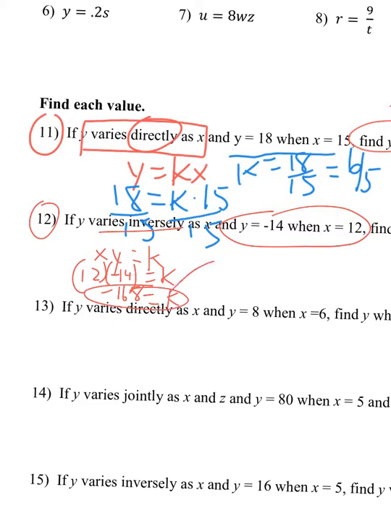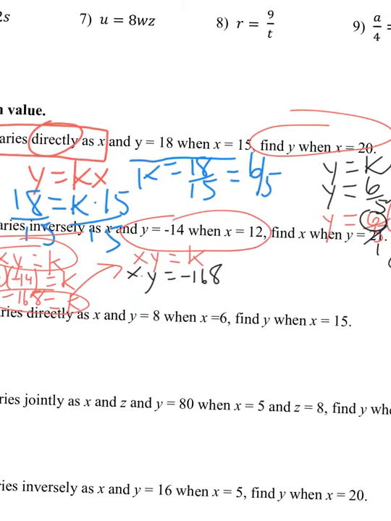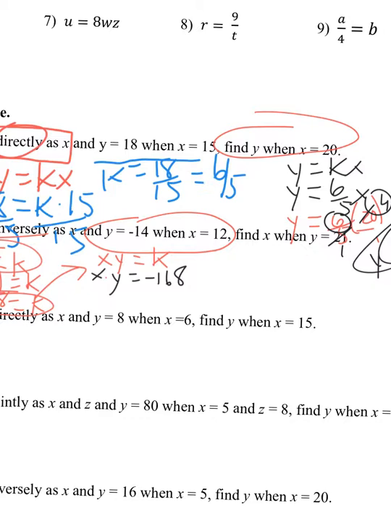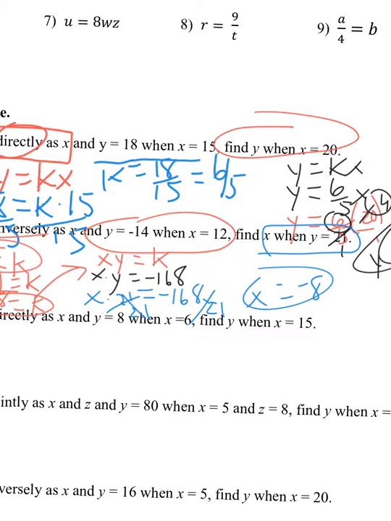So now we're going to take that k and take our general form, xy equals k for inverse variation, and we know it's now xy equals negative 168. We need to find x when y is 21. So I have x times 21 is equal to negative 168. I'm going to divide by 21. So x is equal to negative 168 divided by 21. Right there is negative 8. So there's an inverse example.